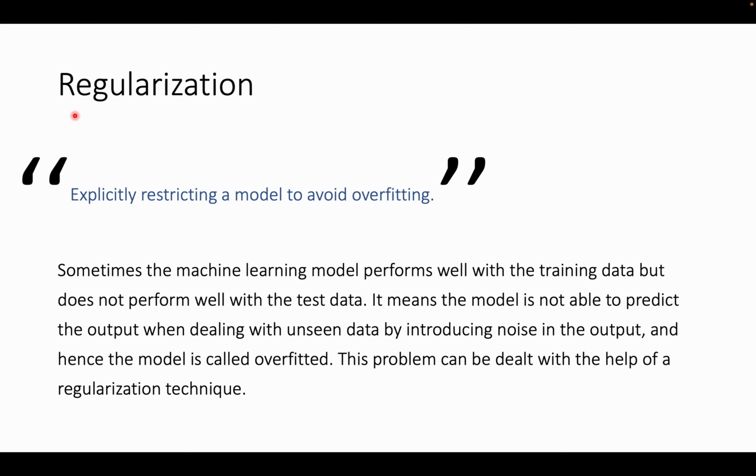The next topic that we have is regularization. Regularization is explicitly restricting a model to avoid overfitting. Sometimes the machine learning model performs well with the training data but does not perform well with the test data. It means the model is not able to predict the output when dealing with unseen data because of introducing noise in the output, and hence the model is called overfitted. This problem can be dealt with the help of a regularization technique.